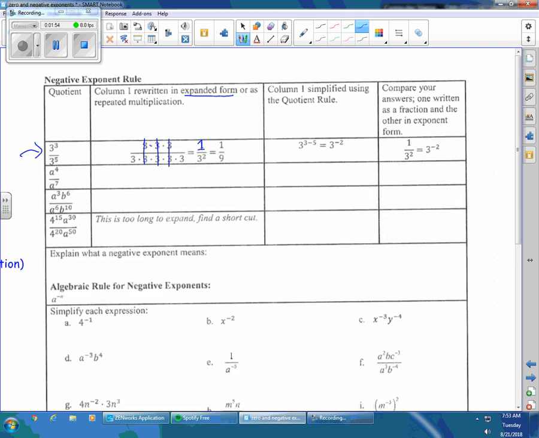And then in my denominator, I've got 3 times 3, 3 to the 2nd power, or if I multiply that out, that would be 9. So I've got 1 over 9. I'm going to leave it right here. Let's talk about that one right there.